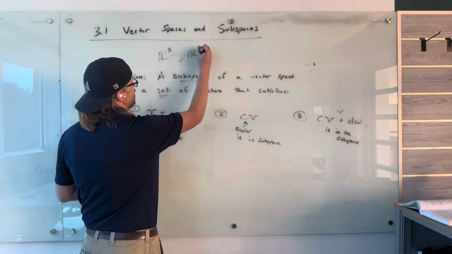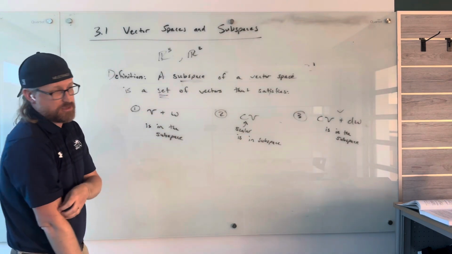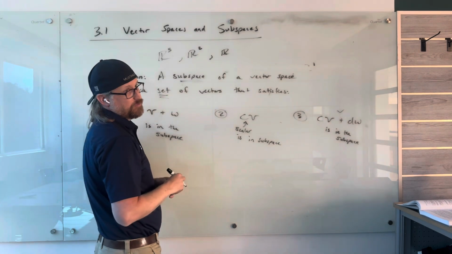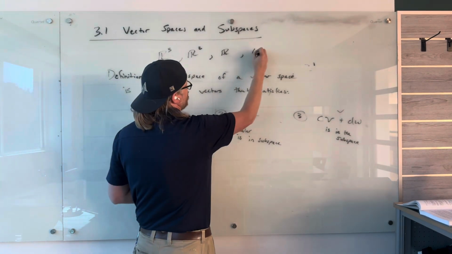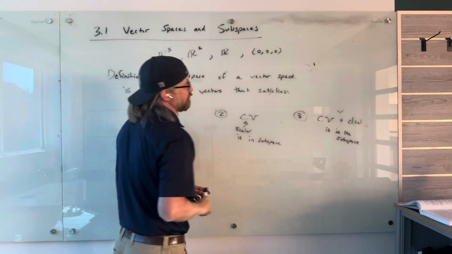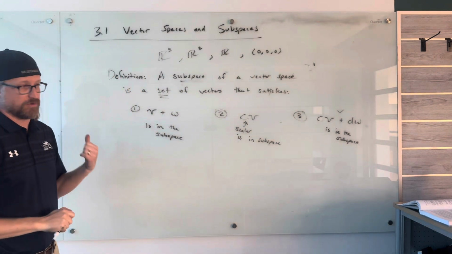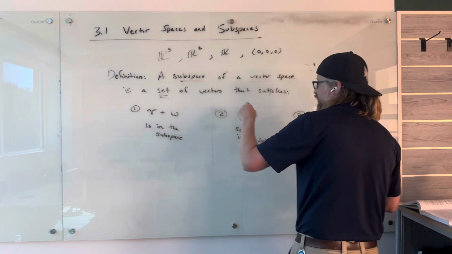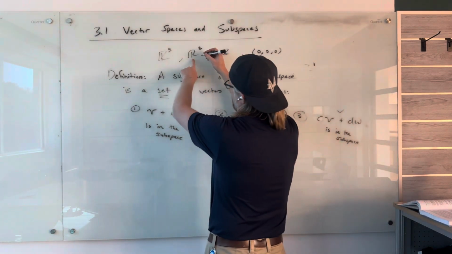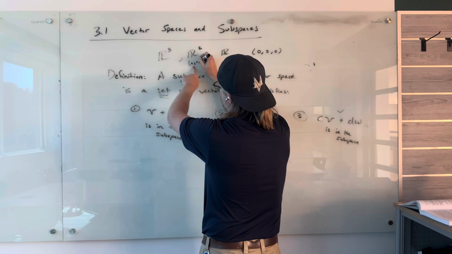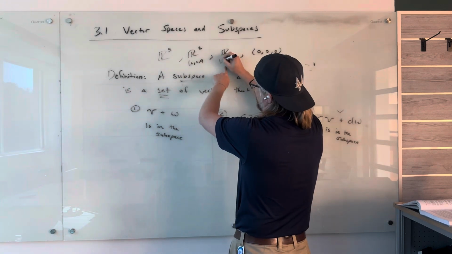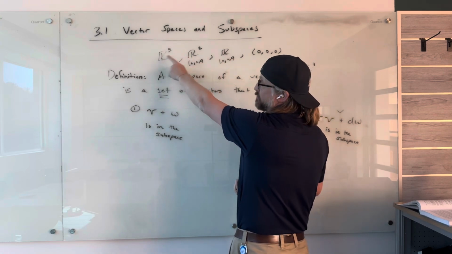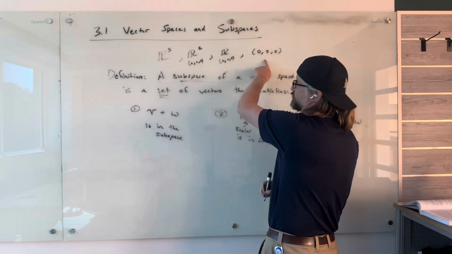R2 is a subspace of R3. R is a subspace of R3. And then just the point 0, 0, 0 is a subspace of R3. Now in each of these cases, what we have to make sure happens is that if I'm in R2, this has to include 0, 0, 0. If I'm in R, this has to include the point 0, 0, 0. Because again, this would be a line, this would be a plane when I'm in 3D space. This is just a single point.